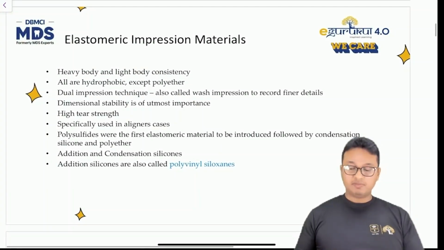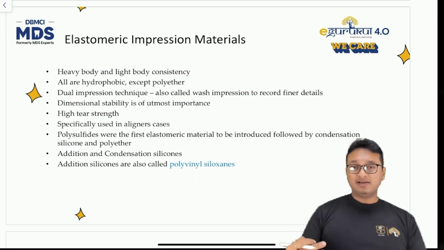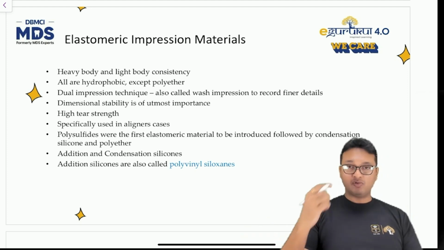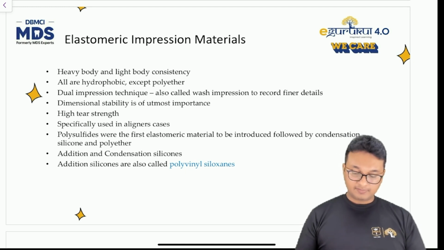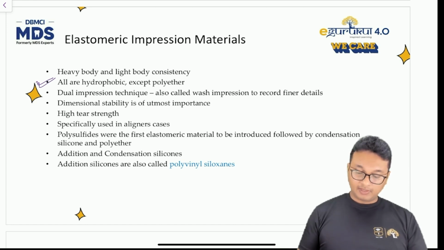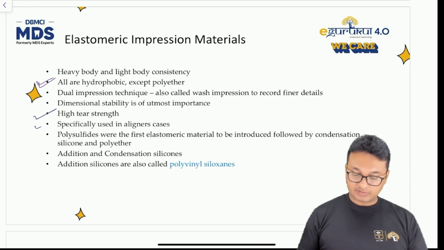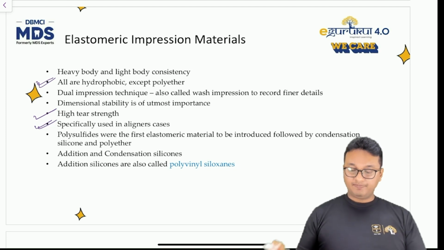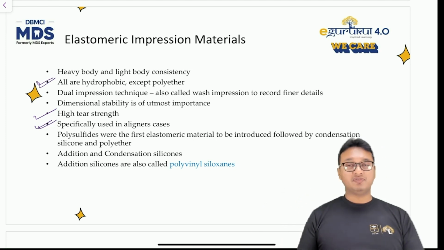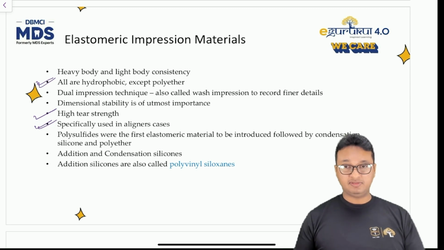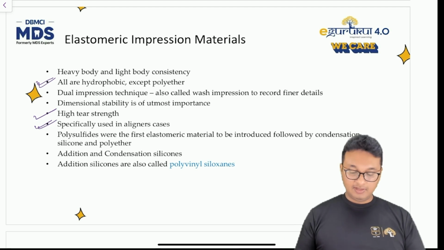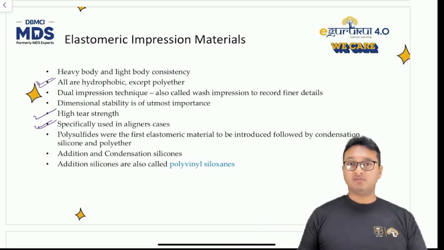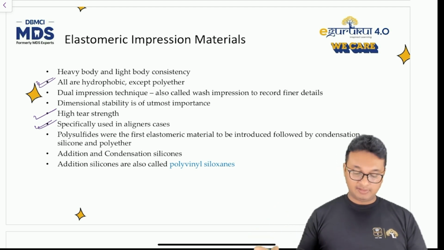Now coming to elastomeric impression materials. They are a grade better in replicating the oral structures when compared to alginate on certain parameters. What are those parameters? They are hydrophobic except polyether. Then they have got high tear strength. They're specifically used in aligner cases. Nowadays, instead of taking an impression of the mouth, we have got intraoral scanners available. I've just recently bought a scanner, so I'll be talking about it in the chapter on miscellaneous topics later on. That's when I'll be talking about how to use the scanner and what are the different methods of usage of the scanner later on.